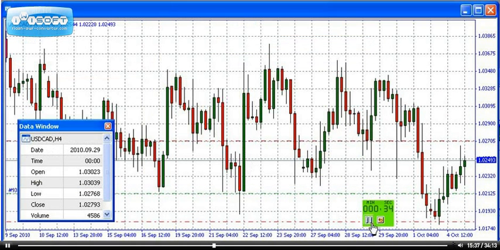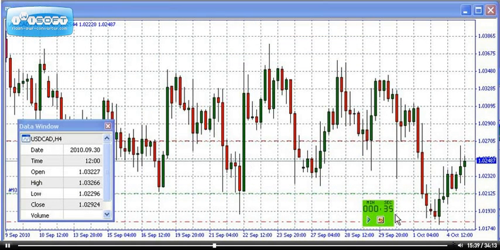Okay, and there you have it. That took all of 35 seconds. And of course, it'd be quicker if I wasn't talking through this process. But here you see the entry level here, the green line, the initial stop, and the first profit target.